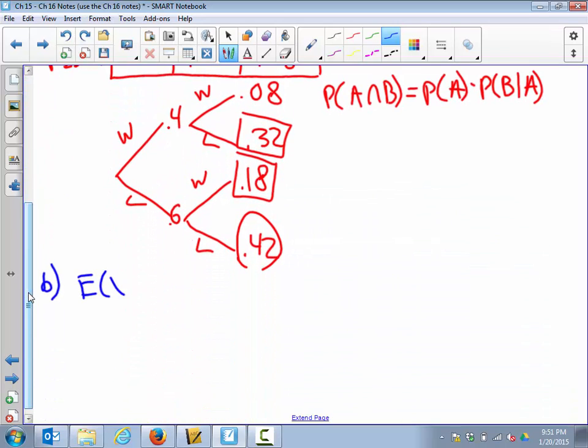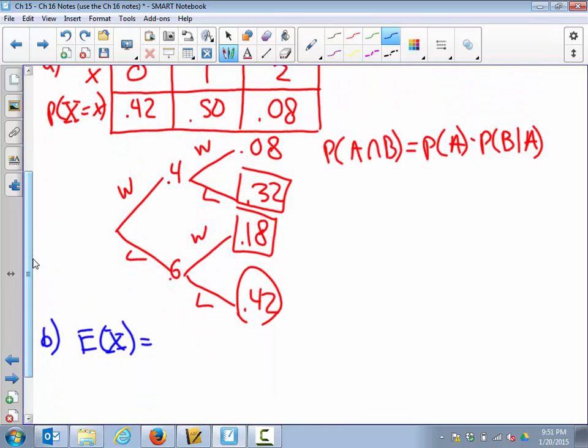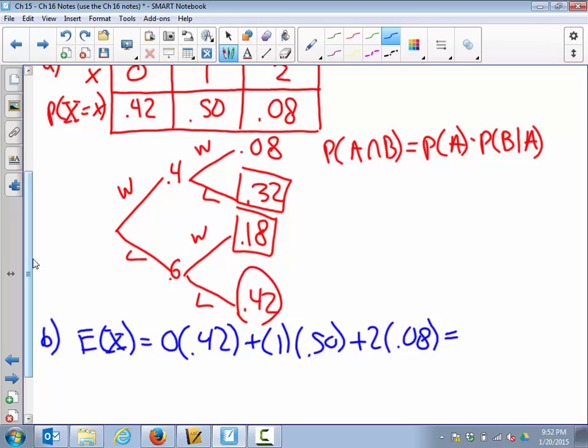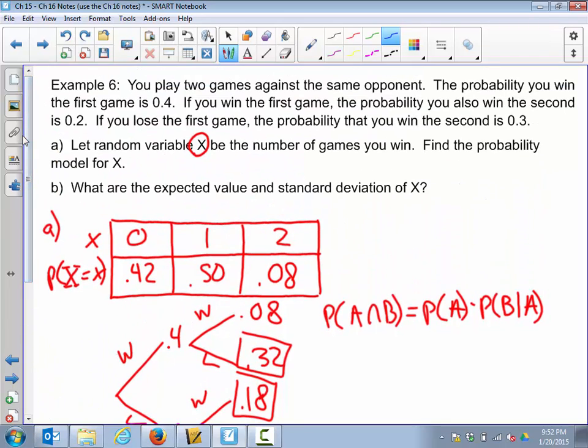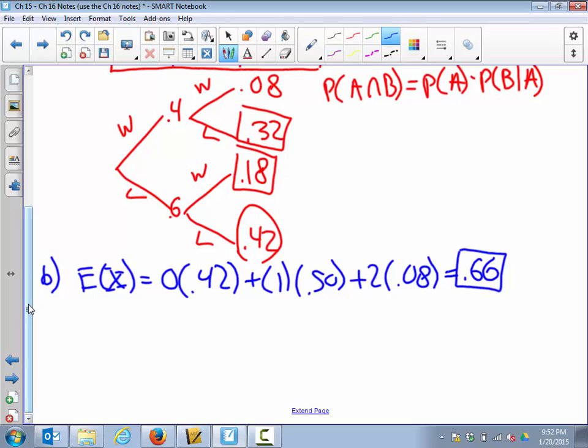Let's quickly go through expected value and standard deviation. The expected value of X is equal to: 0 games won has a likelihood of 42%, 1 game won has a likelihood of 50%, 2 games won has a likelihood of 8%, which is a mean number of games won of 0.66. Due to rounding, it's probably 2/3 exactly, but that's what I found on my calculator. And again, on the AP Stats exam and in this class, if you're pretty close, you're good.